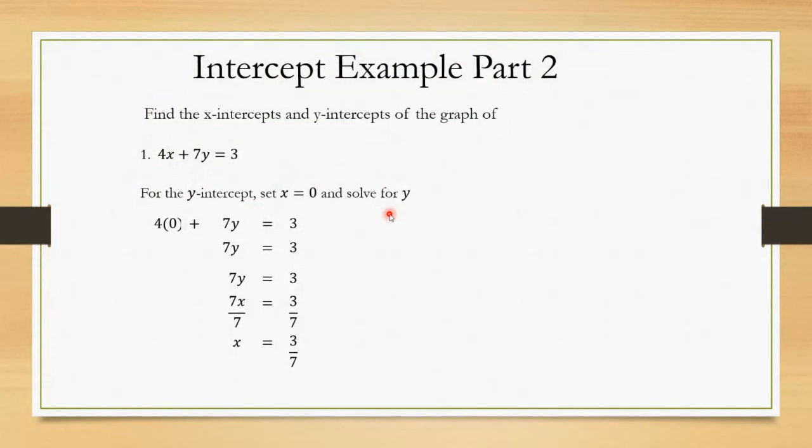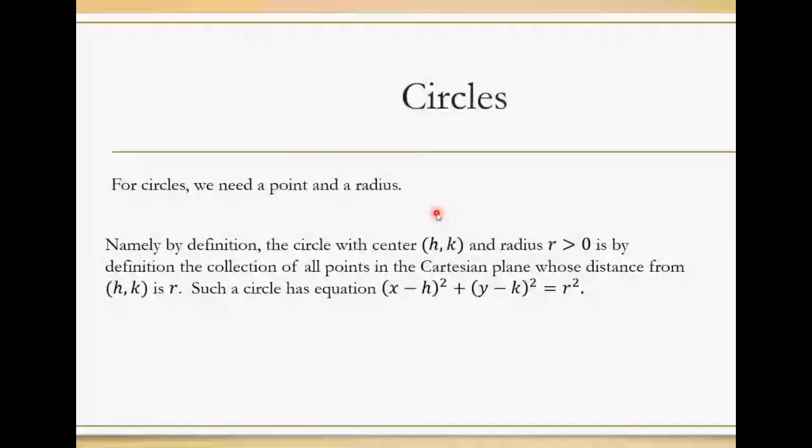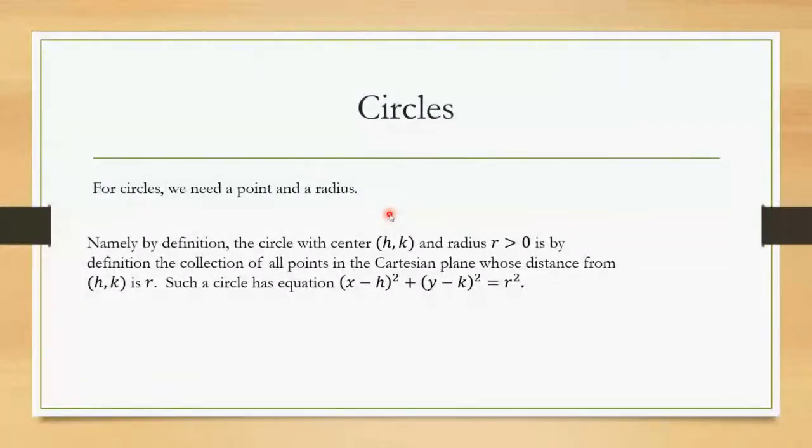So what I want to do now is I want to do circles. So if we were to graph a circle in the Cartesian plane, right? There would be 2 things we need at least. We need a point and the radius. The point we would need would actually happen to be the center of the circle.